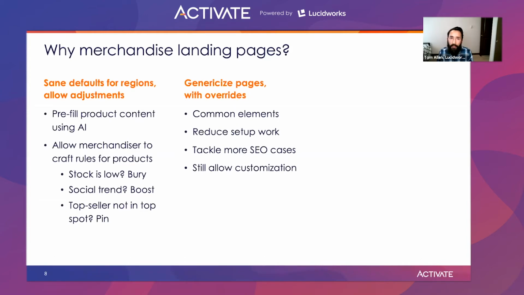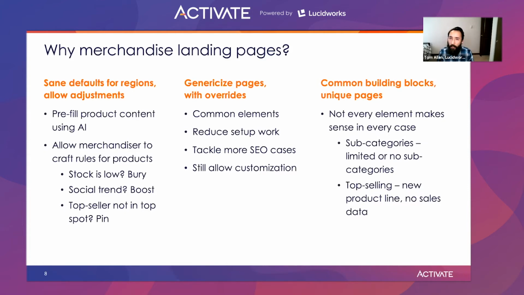Another way you can do this is by genericizing pages, but allowing overrides. So you have common elements like category spotlight or color spotlight and the browse featured products. And you can reduce the setup work for your merchandiser by making this generic across many different categories. This way you can tackle more of those SEO cases. You can still allow the customization through rules, but you're making the template generic so you don't have to build landing pages repeatedly.